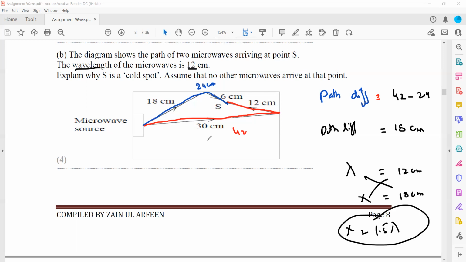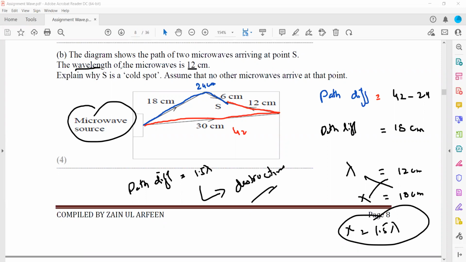So when you have a path difference of 1.5 lambda, if path difference is half lambda, 1.5, 2.5, 3.5, what kind of interference will occur? Constructive or destructive? If the path difference is half lambda, 1.5, there will be a destructive interference. So what will be the result of destructive interference? If these are the microwaves which combine to produce heat, we'll have a cold spot. Cold spot means at this point the two waves completely cancel out the effect of each other.